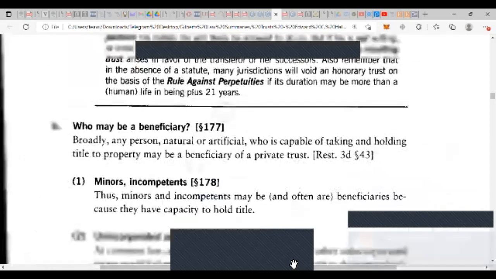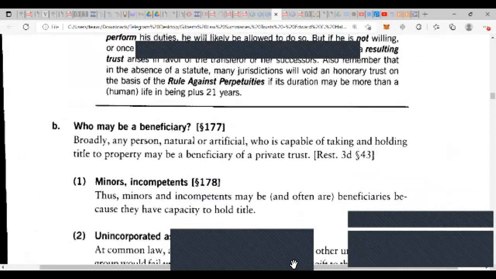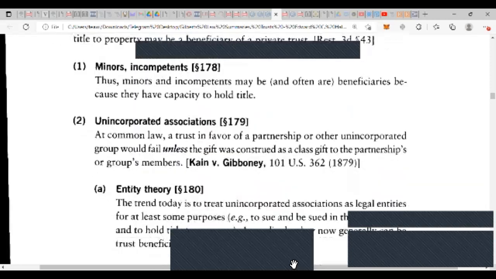Who may be a beneficiary? Section 177. Broadly, any person, natural or artificial, who is capable of taking and holding title to property may be a beneficiary of a private trust. Restatement 3d, Section 43. 1. Minors, incompetents, Section 178. Thus, minors and incompetents may be, and often are, beneficiaries because they have capacity to hold title.